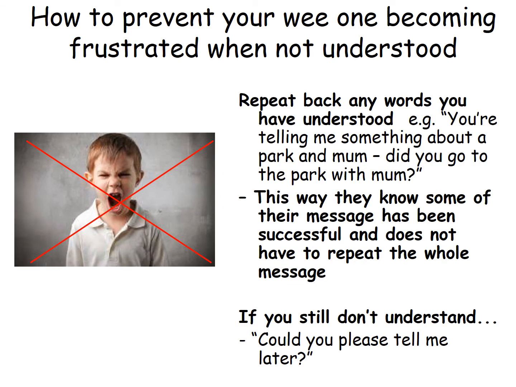So any words you have understood, you can repeat back. For example, you're telling me something about a park and mum. Then try and summarise. Did you go to the park with mum? This way, the child knows some of their message has been successful and they don't have to repeat the whole message. If you still don't understand, genuinely tell the child, I'm really sorry, I didn't understand. Could you try and tell me again later?